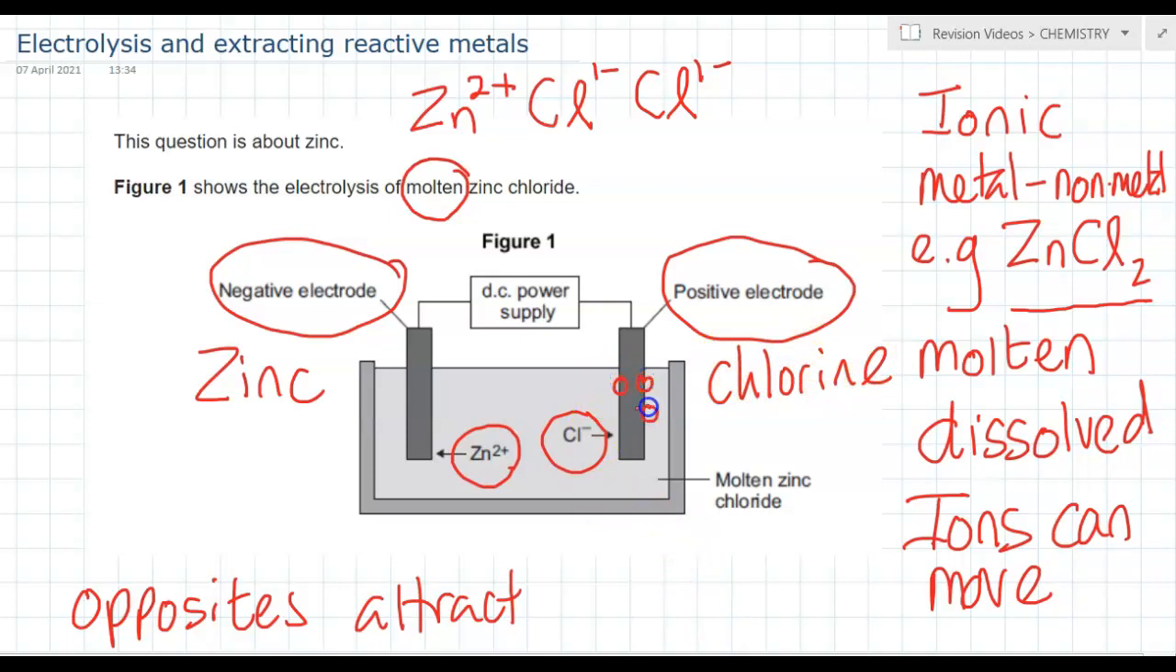This electrode will be covered in bubbles of pale green smelly chlorine, like swimming pools, and it's going to be hot in here, so zinc is going to be forming and probably being melted. Liquid zinc will be forming at the negative electrode. Okay?